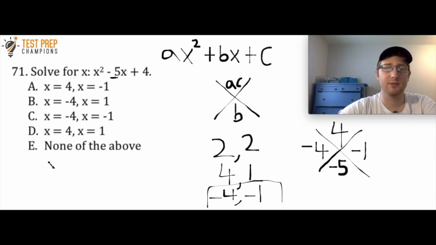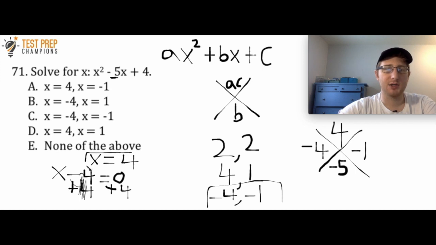Now what I have to do is take this negative 4, and I'm going to write x minus 4 equals 0. Now how do I solve this equation for x? Well, since it's x minus 4, I have to do the opposite operation of subtraction, which is addition. Whatever I do to one side, I also have to do to the other. So I add 4 to both sides. The 4s cancel out, and if I rewrite it, it's x equals 4. So that's one of my solutions.